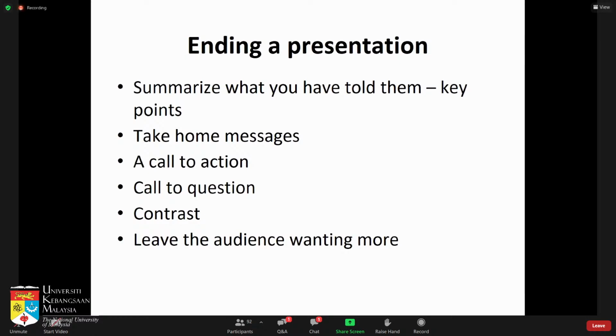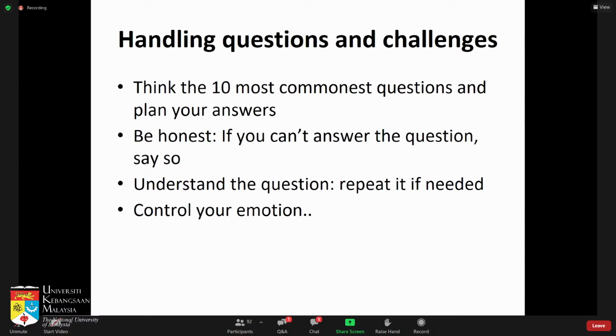And ending a presentation, summarize what you have told them. Usually the summary, in the case of a research proposal, you should do that. What message can you send to the audience, whether you give them more questions or more issues for research to be done better in the future, whether you say that there's an action to be done in the future, and you really stand out from the other presenters, and you leave the audience wanting to listen more to your presentation. So these are the effective skills in presentation.